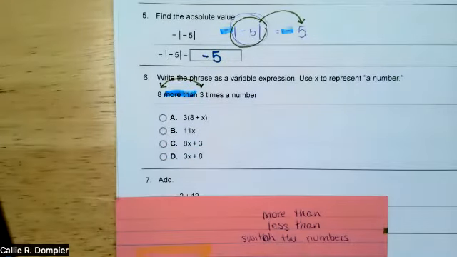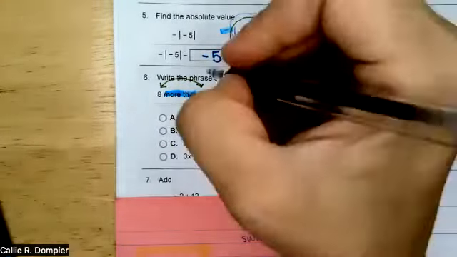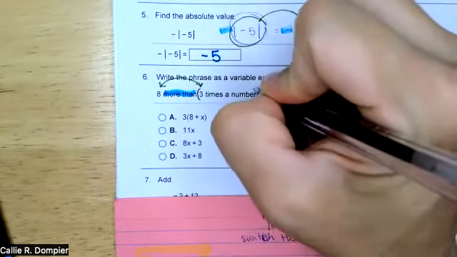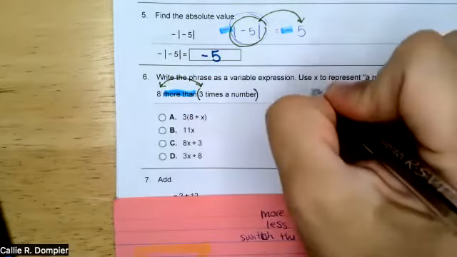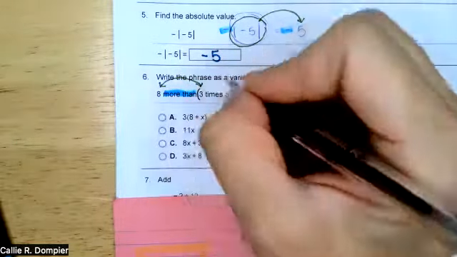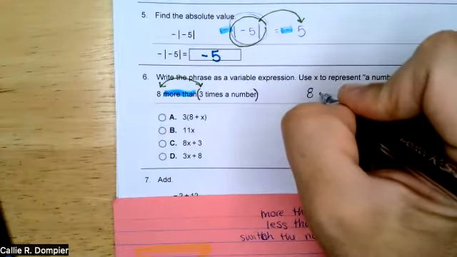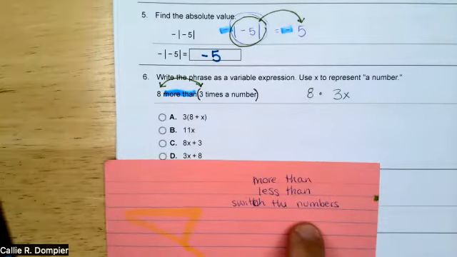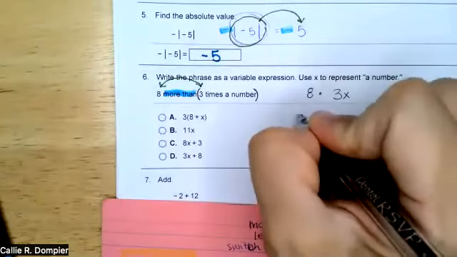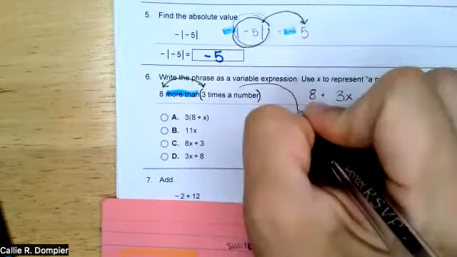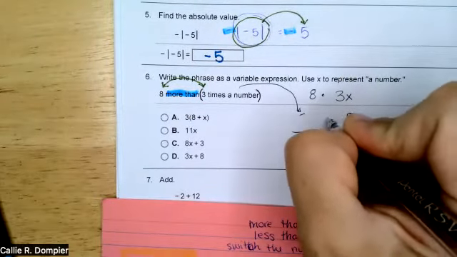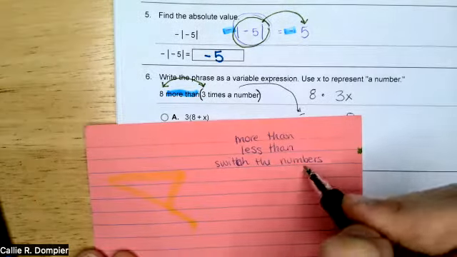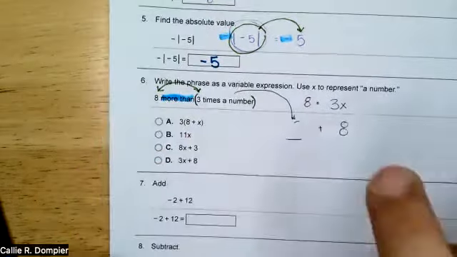Okay. Also, this isn't just 3, this is the whole phrase 3 times the number. So if this wasn't more than, right, I could say 8. If this was just the product of 8 and 3 times a number, then I can go like this, right? But because it's more than or less than, we switch the order. So now whatever this is goes here, and the 8 goes here. And we know that more than means plus, okay? So more than or less than, switch the numbers.